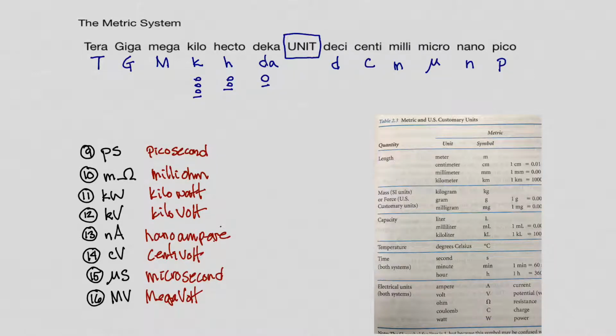But now we're skipping a few. We're going to skip 10,000, 100,000, and go right to a million. So that's what this one is. A mega is a million. A giga is a billion, so that's going to be 9 zeros. So we're going to have 1, 1, 2, 3, 1, 2, 3, 1, 2, 3. So a giga, like a gigawatt, would be a billion watts.